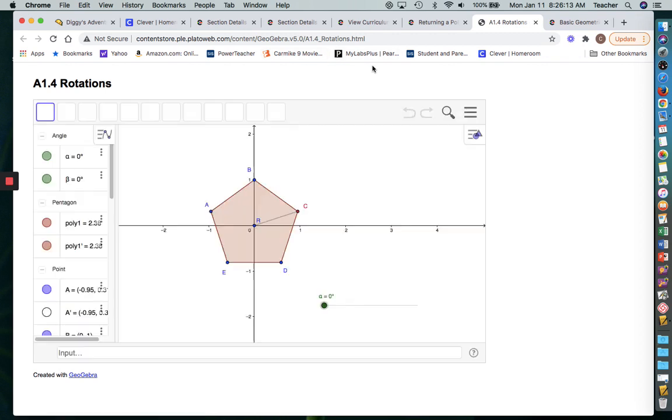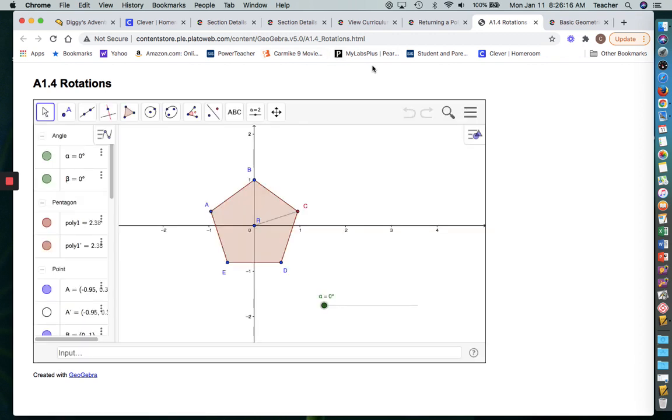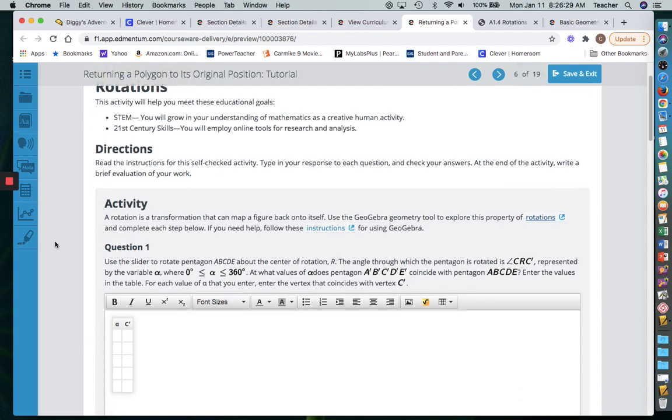Let's open that up. Oh, okay, so it looks like a pentagon because a pentagon has 5 sides. We've got some kind of slider down here. Okay, so yeah, you can see it's rotating, looks like around the origin. That's its center of rotation. All right, so let's see what's going on.